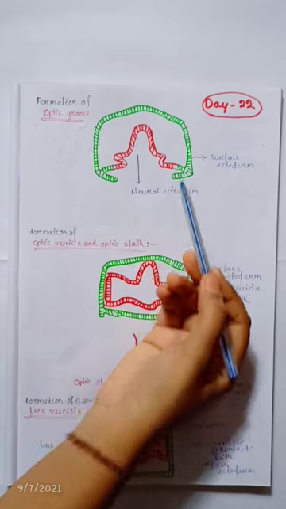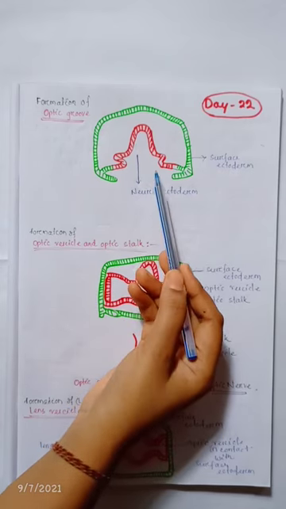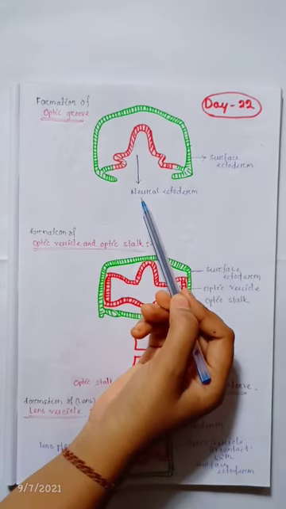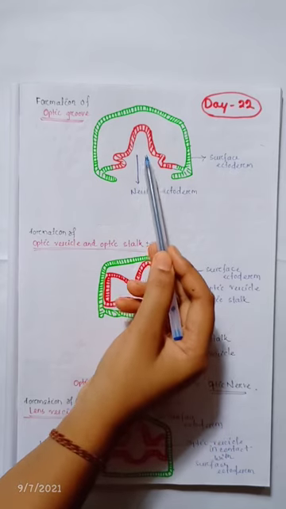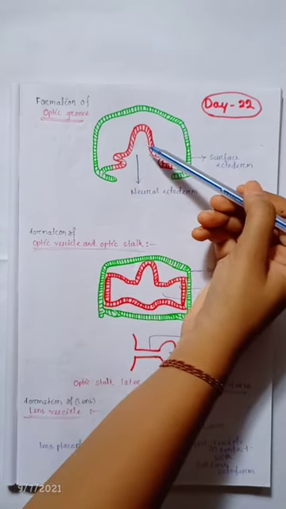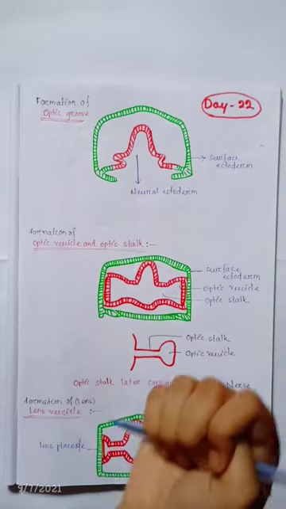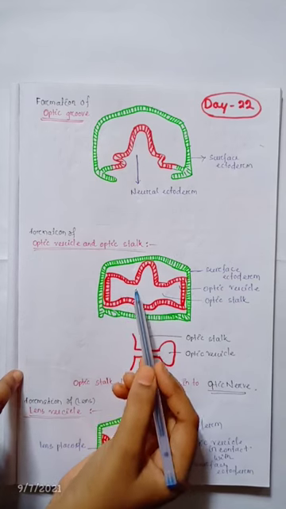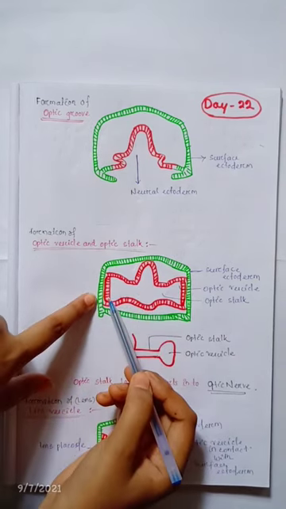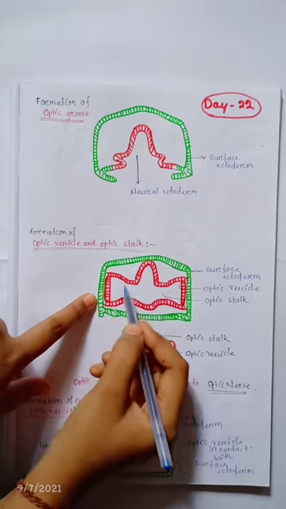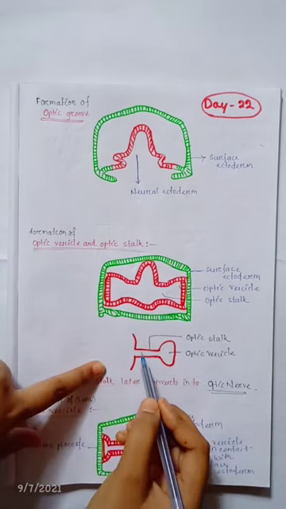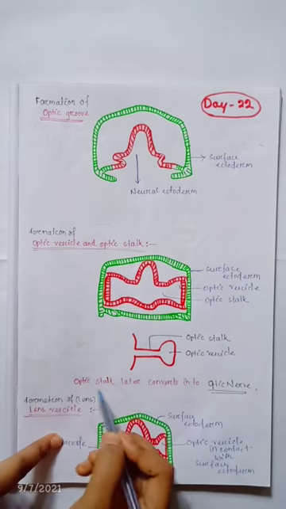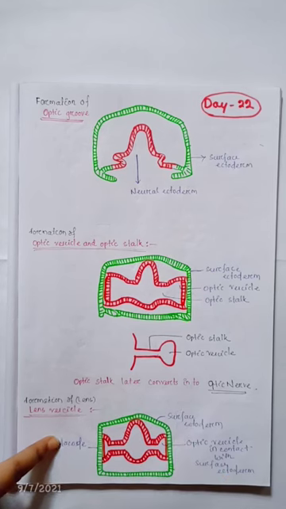From the very beginning, there will be the ectoderm, and the ectoderm has 2 parts: surface ectoderm and neural ectoderm. The neural ectoderm forms the optic groove, meaning the neural ectoderm moves inward, and that later forms the optic vesicle. The neural ectoderm moves towards the surface ectoderm and forms the optic vesicle, and this is the optic stalk. Here we can see the optic vesicle and the optic stalk. The optic stalk later converts into the optic nerve.